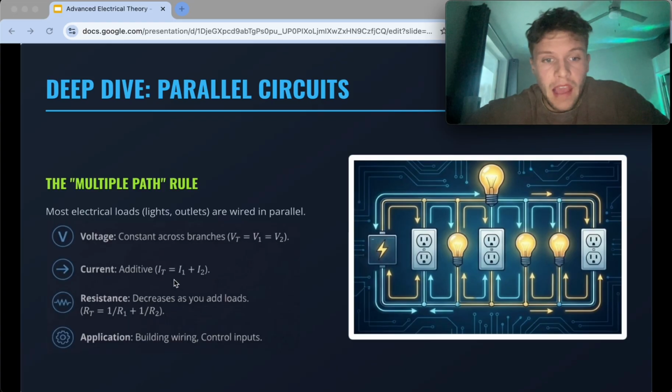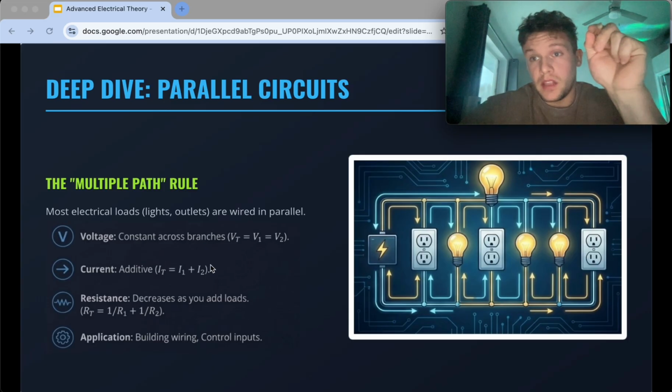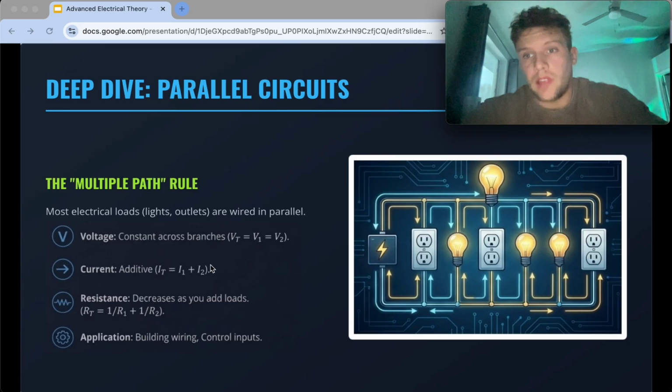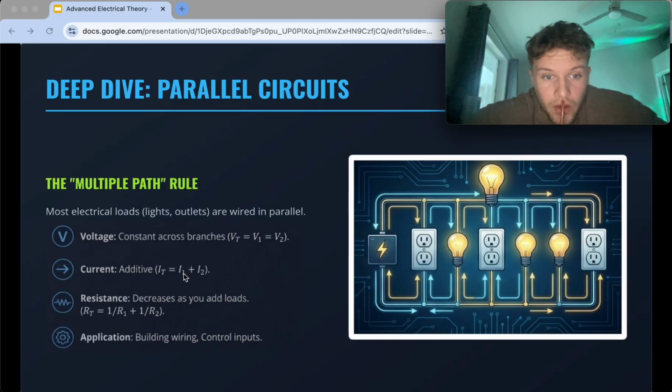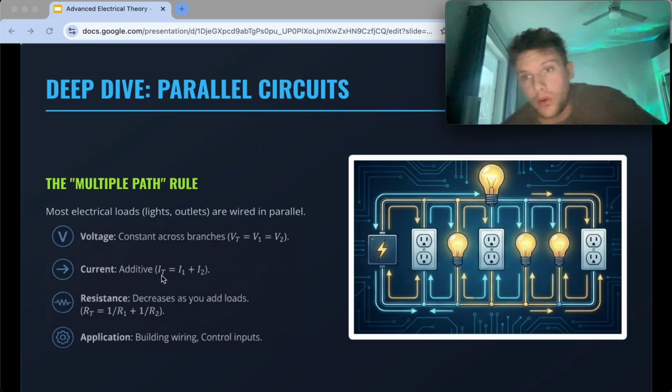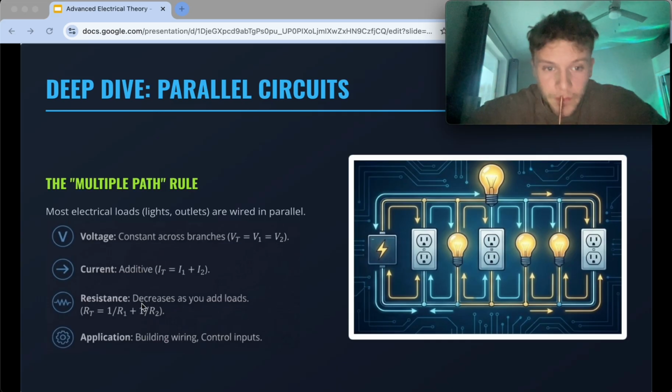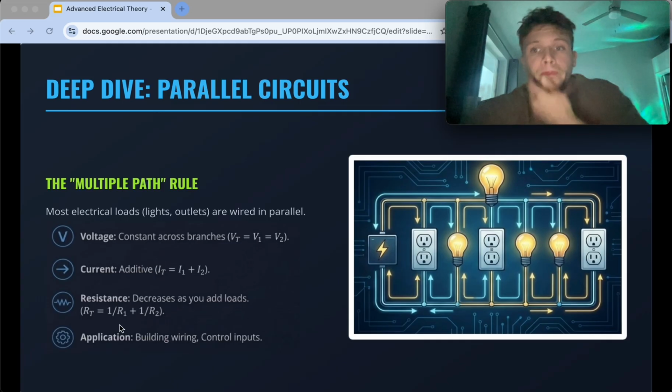The current is going to be additive, right? This goes into what we'll learn in Kirchhoff's laws, which is the node rule. If current enters at one spot and then branches off into two locations, the current that enters is equal to the sum of current 1 and current 2. So the total current is equal to the sum where it branches off at a node. The resistance is going to decrease as you add loads. So the more loads, the lower the total resistance the circuit feels, right? It's going to be the inverse of each resistor or each load.